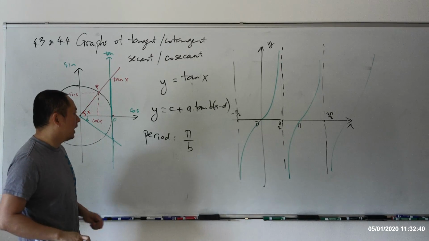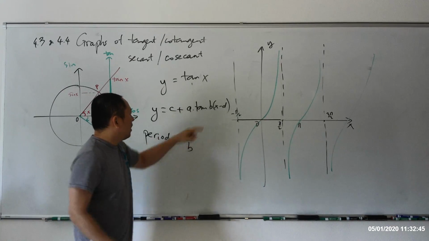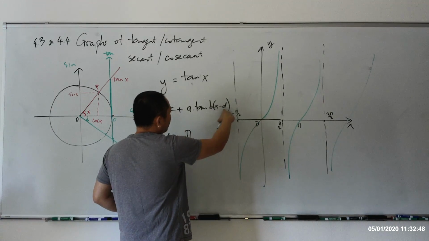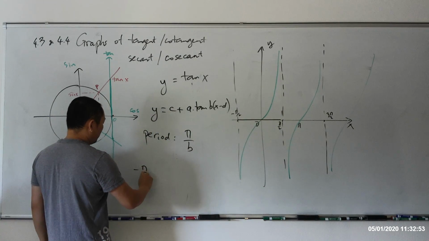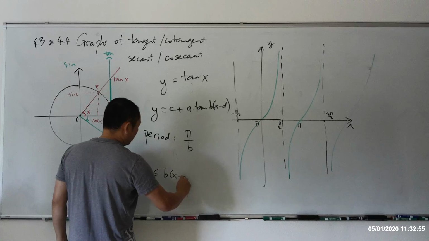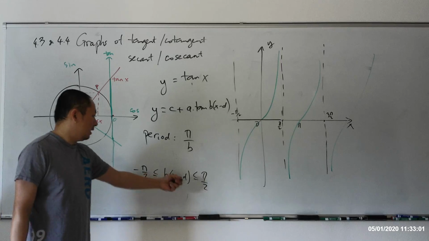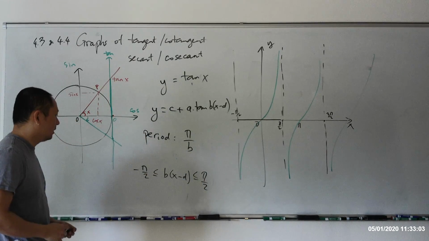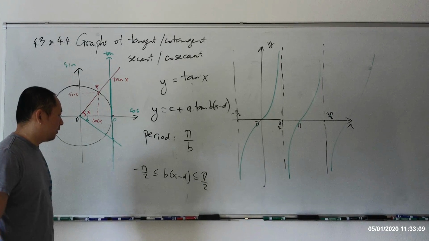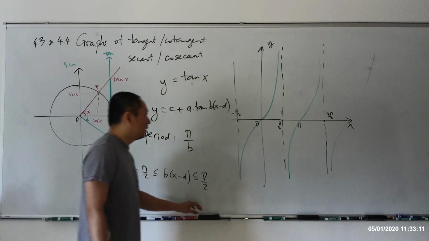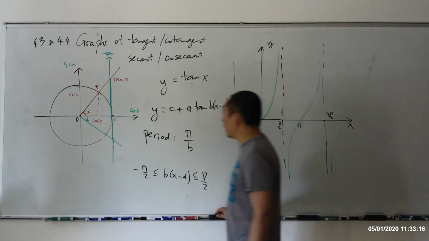All right, and if you want to find a good interval to sketch a graph, you put the whole thing, b times x minus d, in between negative pi over 2 and pi over 2. So negative pi over 2 is less than or equal to b times x minus d, which is less than or equal to pi over 2, and then you solve for x from here. Whatever b and d they give you, when you simplify, you should have a good interval for exactly one period of the graph. Okay, solve for x from there. Not hard from this, so I'll just stop right here for tangent.